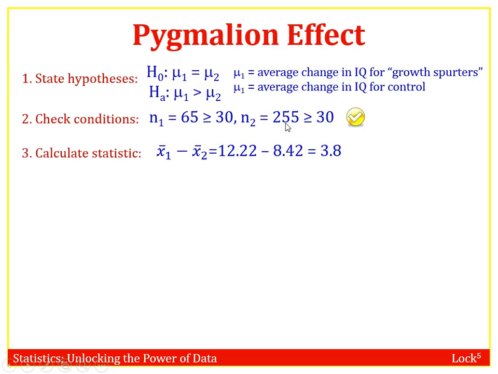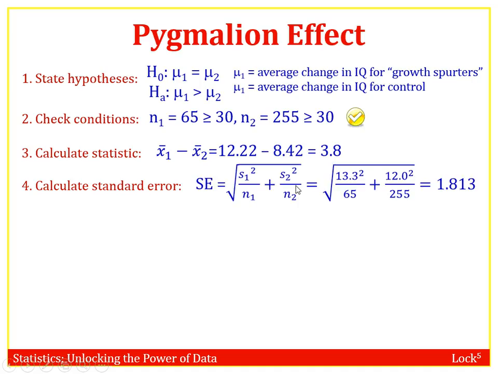So then we have to find our statistic, which is the difference in our two means. So we take the mean of our first group, the growth group, minus the mean of the control group, and we get 3.8. So now we have to calculate our standard error. So we take our standard deviation of the growth group squared over the sample size of the growth group plus the standard deviation of the control group squared over the sample size of the control group, and we get 1.813.